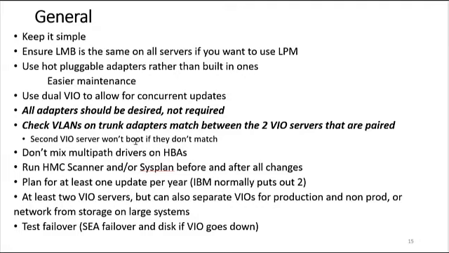It is really important that when you define the trunk adapters, they have to match in terms of the VLANs. You can't have one VIO server have one set of VLANs on an SEA and a second VIO server have a different set of VLANs on the same SEA. That second VIO server won't boot if they don't match. And I've run into this multiple times. I don't like mixing multipath drivers on HBAs. I also don't mix tape and disk on HBAs.